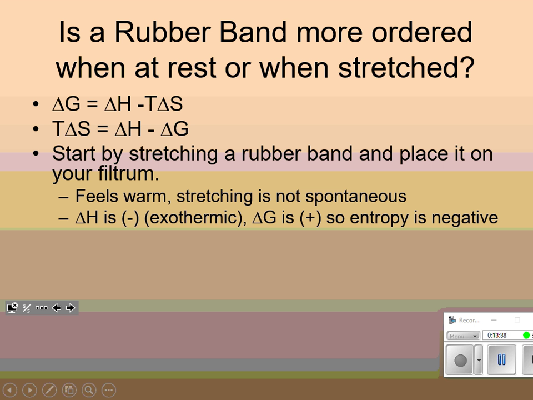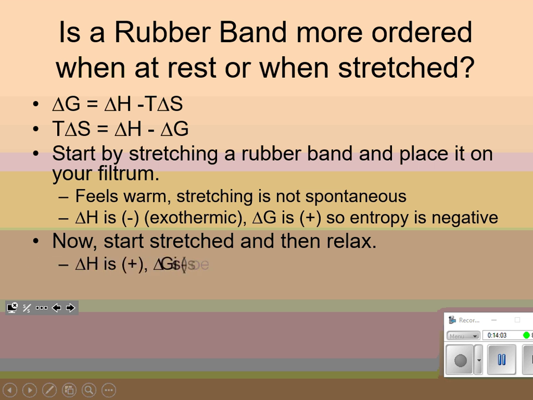And we can do the exact opposite. So you three, ready? Stretch it out. Then, what you're going to do, if this eventually gets across, relax it and then put it up against your lip. Doesn't feel warm anymore, right? Now it feels cold. So when they did the exact opposite, it felt colder. When it feels cold, that means endothermic. It's taking in heat from them.